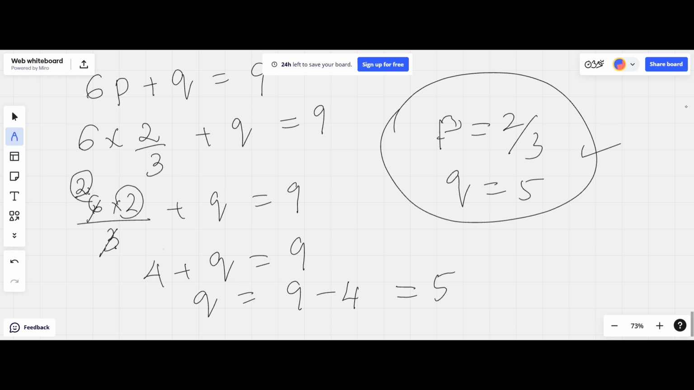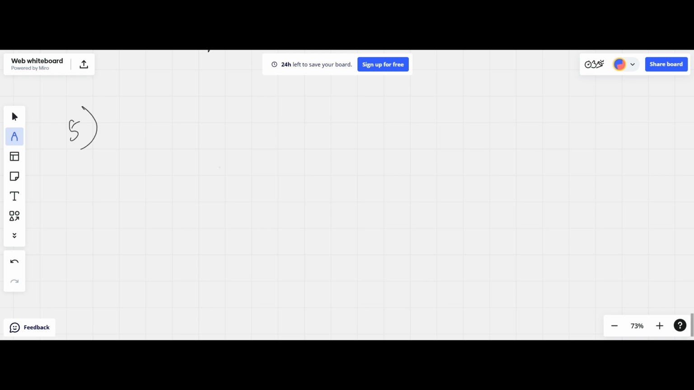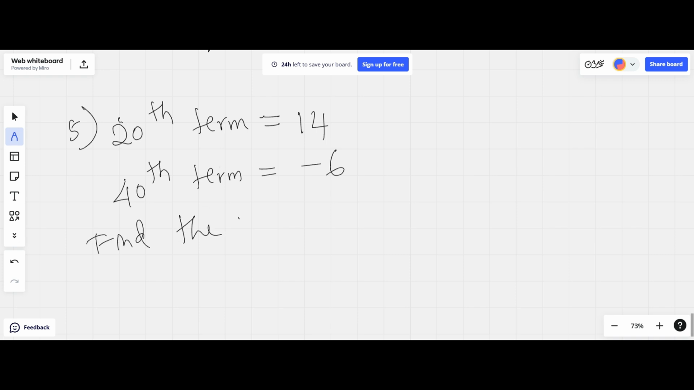We'll do some more questions. They have given that in an arithmetic sequence, the 20th term is 14 and the 40th term is minus 6. Find the value of the 10th term.